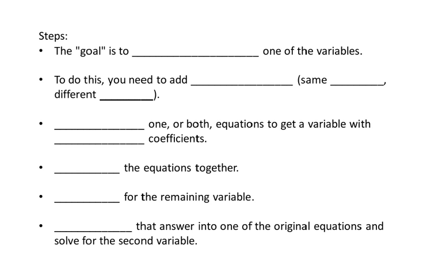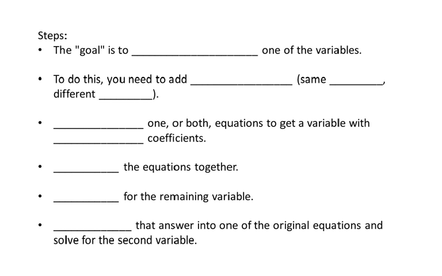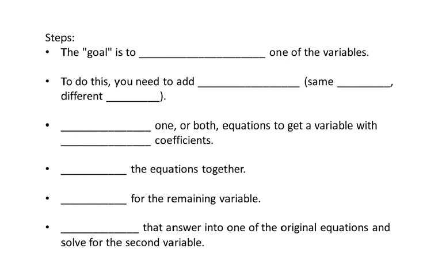Today we're going to look at solving systems of equations using elimination. So first we're going to look at our steps of solving a system using elimination. The goal is to eliminate one of the variables. To do this, we need to add opposites.